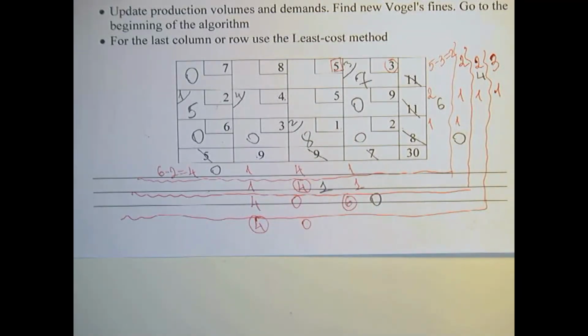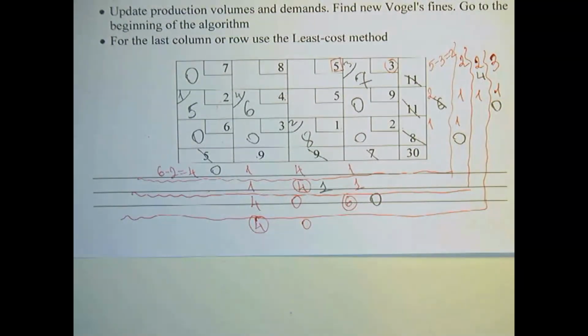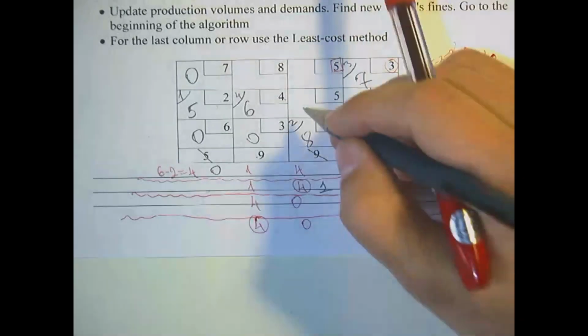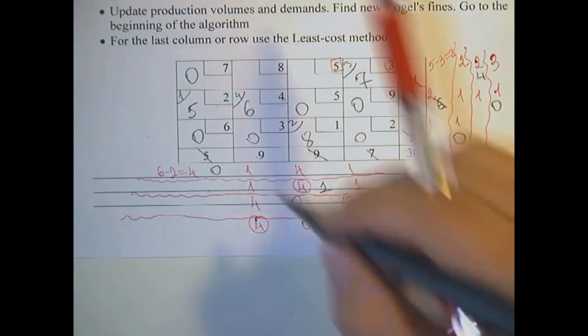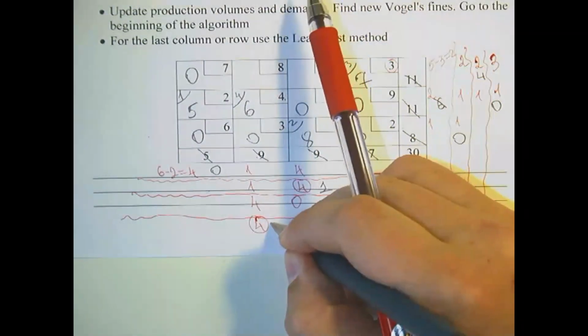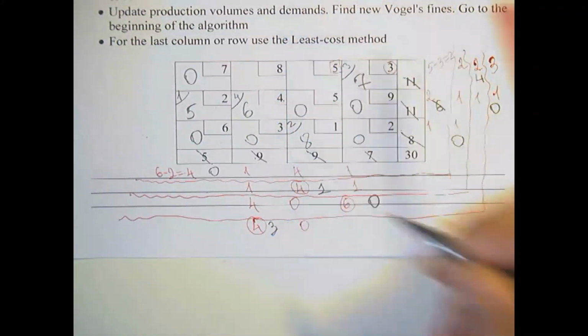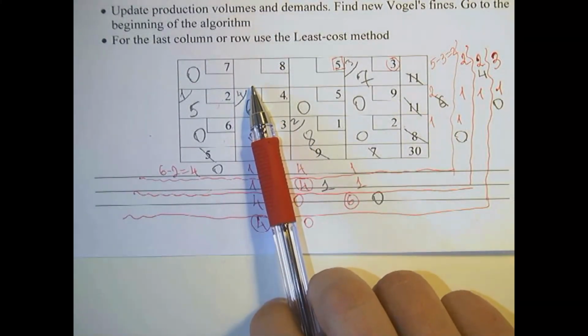So the minimum is 6. And now the remaining supply for the second supplier is 0, and for this reason we put 0 here because the supplier is empty. And we correct our demand volume, and now the demand volume is 3. And we continue with the remaining table.